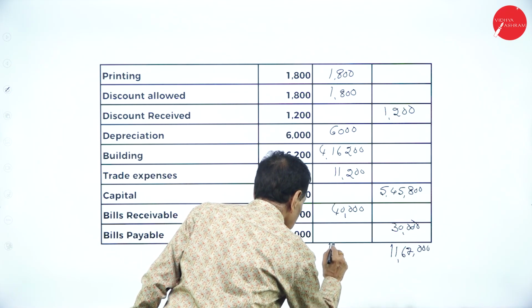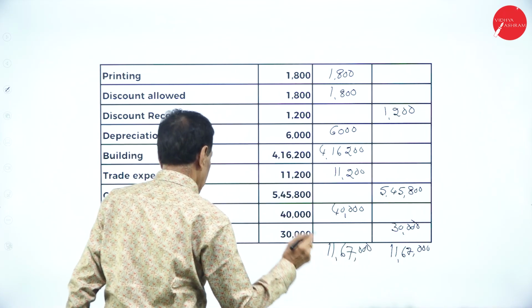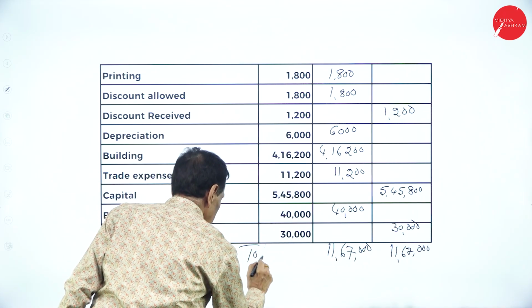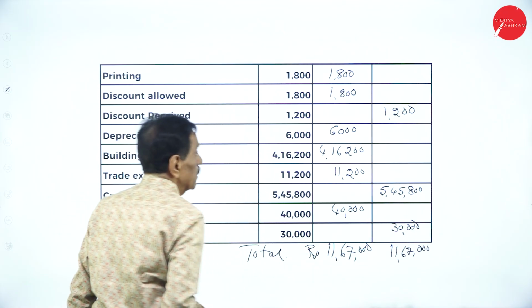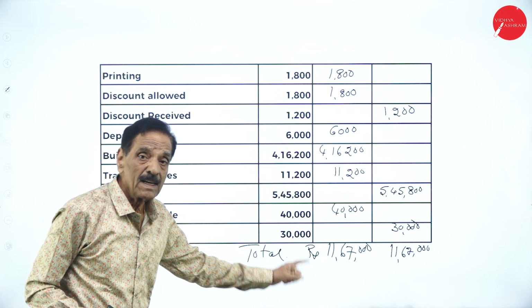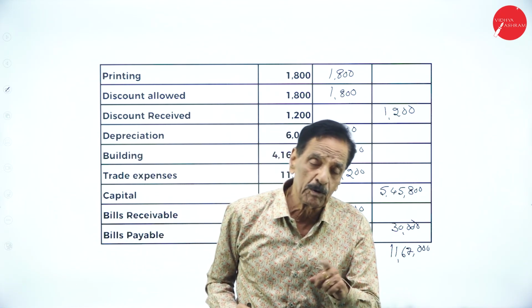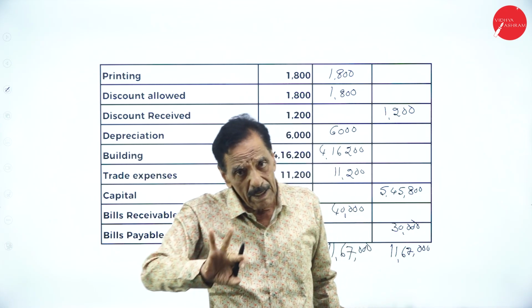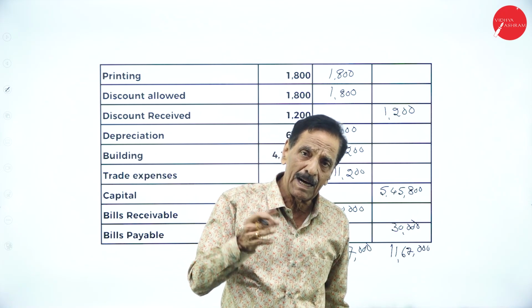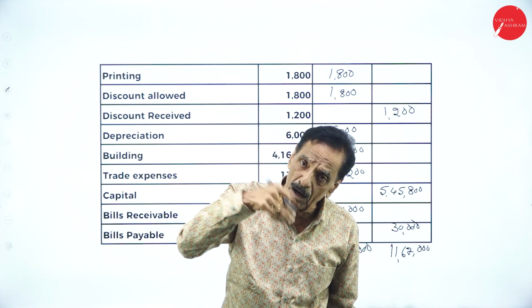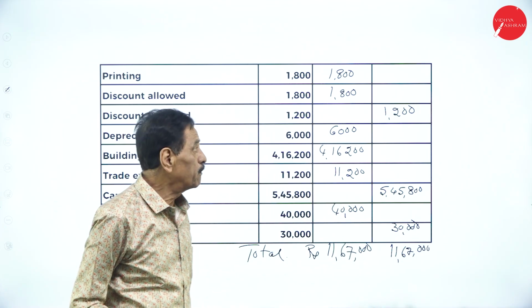11,67,000 total. It will tally. So it is tallying for 11,67,000. All the expenses we put on the debit side, all the income we put on the credit side. Then all the assets will come on the debit side, all the liabilities come on the credit side. We will move on to the second problem now.